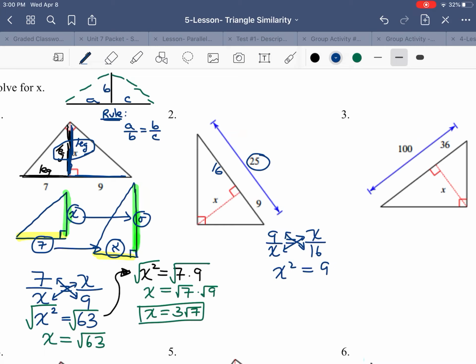x squared is equal to, like I said before, don't actually multiply 9 and 16 because we're going to take the square root anyway, and we may have to simplify. All right, so x would be equal to the square root of 9, which is 3, times the square root of 16, which is 4. That's 12.